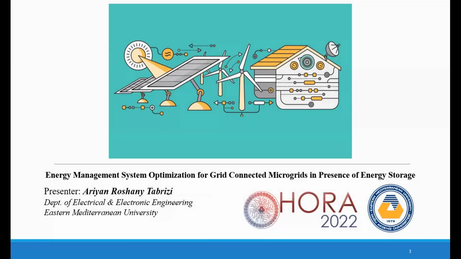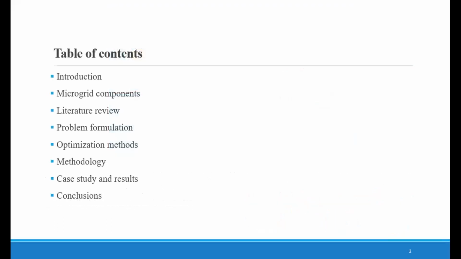Hello, my name is Aryan Roshani Tabrizi. I'm from East Seminary University, Department of Electrical and Electronic Engineering. My research topic is energy management system optimization for grid-connected microgrids in presence of energy storage. This is my table of contents. It starts with introduction, then I will go to microgrid components, then I will discuss my literature review, problem formulation, optimization methods, methodology, case study and results, and at the end, I will discuss the conclusions.